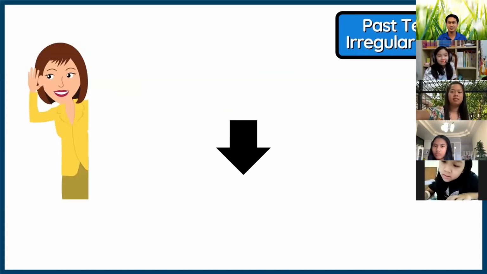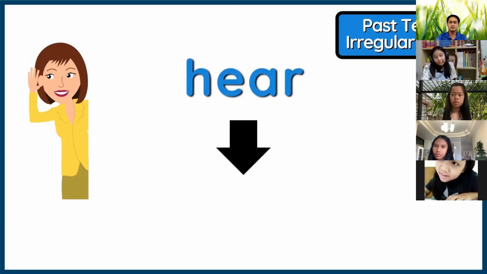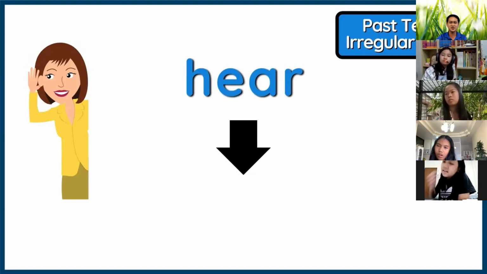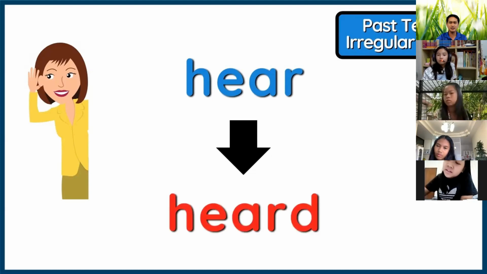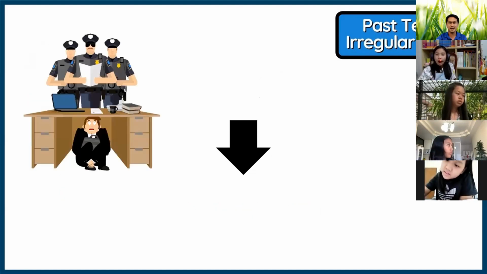Listen. Another word for listen. Hear. Very good. What is the past tense for the verb hear? Heard. Very good. What is the spelling? H-E-A-R-D. Very good. Heard. Next.